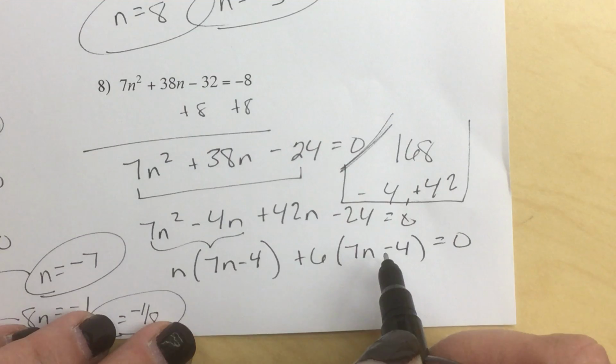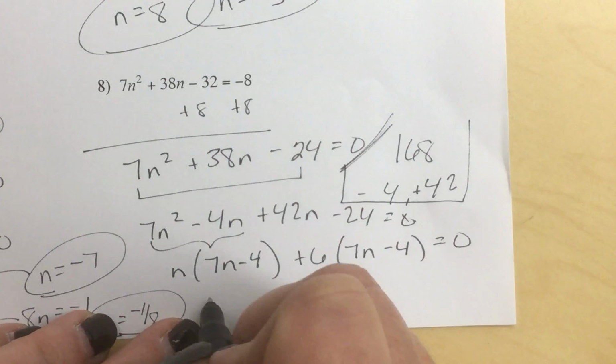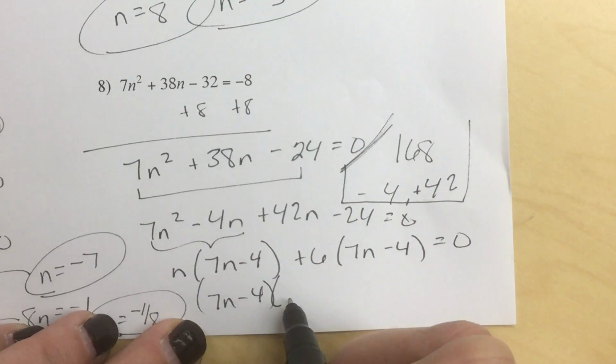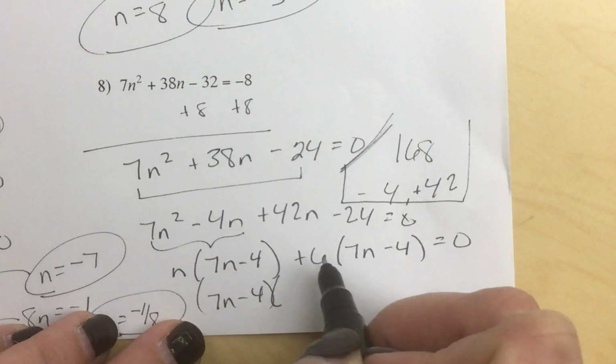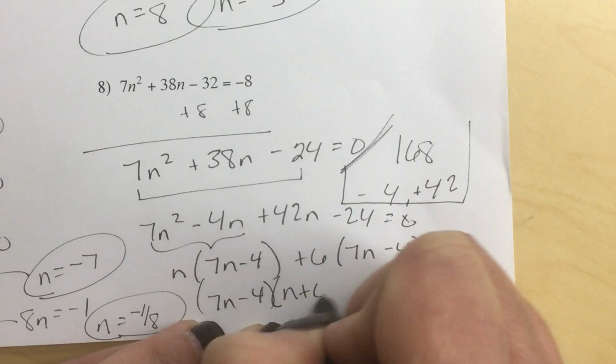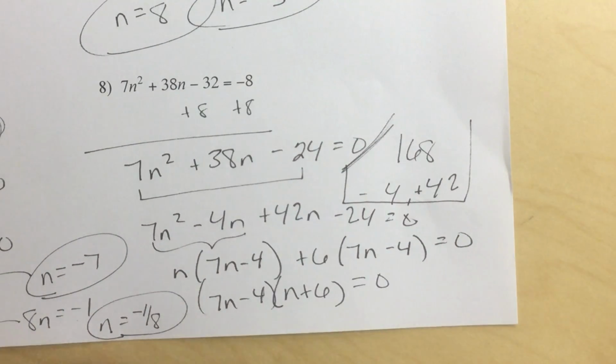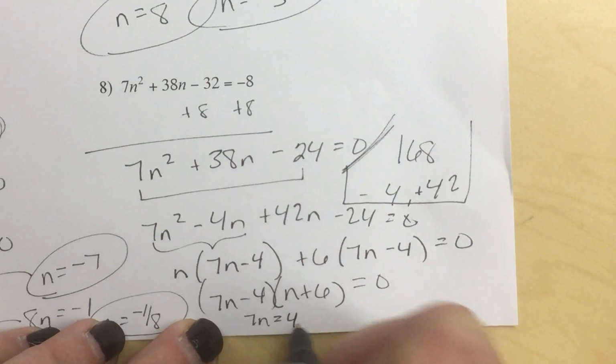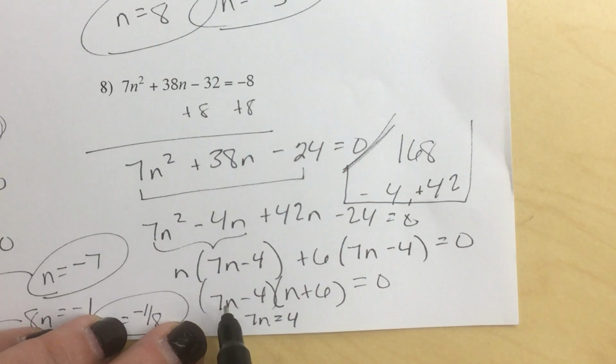So those two parentheses I have in common. So I'm going to factor that out. 7n minus 4. Then my second parentheses is an n plus 6. So n plus 6, and that's all equal to 0. This gives me 7n equals 4, because you set this parentheses equal to 0.